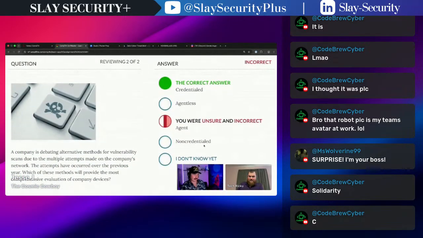Credentialed. The multiple attempts weren't what you said, man, because I did say credentialed, but we didn't go with it. The multiple attempts are because they're non-credentialed scans, so they're not getting in. That makes sense. I read too deep. I see. Okay.